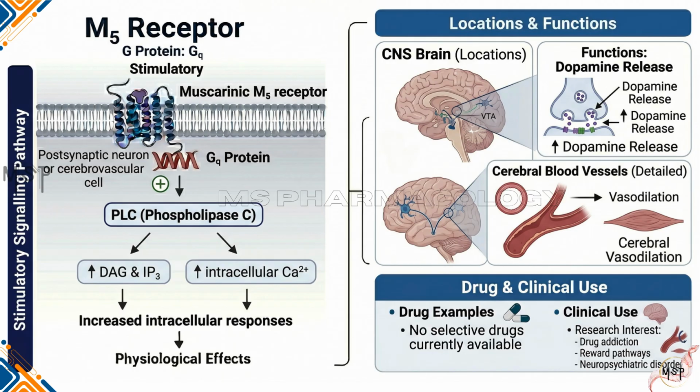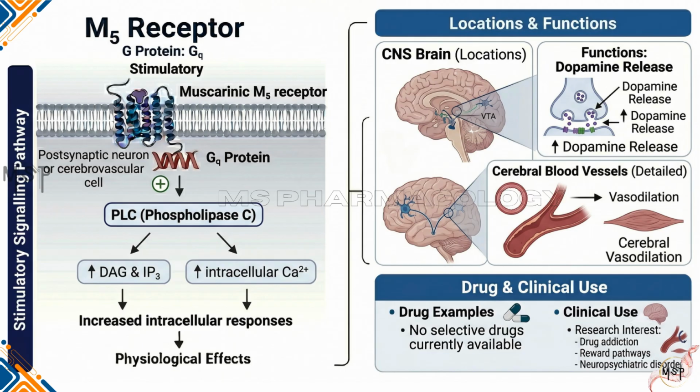Activation of M5 receptors stimulates the phospholipase C pathway, contributing to dopamine release and cerebral vasodilation. Because of their involvement in reward pathways and cerebral blood flow, M5 receptors are being studied in relation to drug addiction and neuropsychiatric disorders. At present, no selective drugs targeting M5 receptors are available, and much of their physiological and pharmacological significance remains an active area of research.